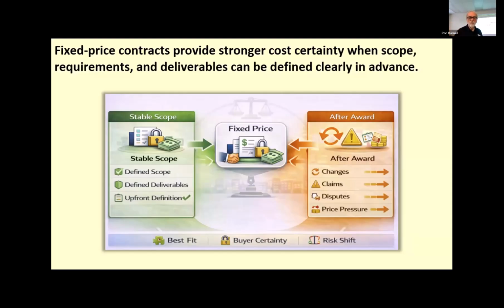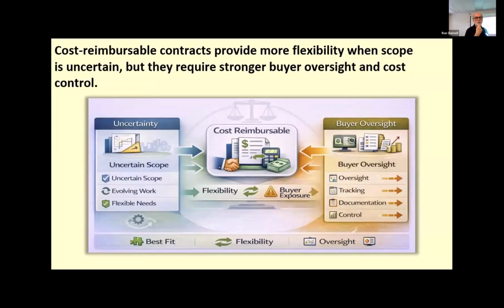So the key lesson here is that fixed price contracts are not automatically the safest choice in every situation. They work best when work is sufficiently stable and well-defined to support realistic pricing and clear mutual expectations. When that condition exists, fixed price contracts can support predictability and control. When it doesn't, it can create downstream performance problems. The next type of contract, cost reimbursable contracts, fit work with greater uncertainty and evolving scope.